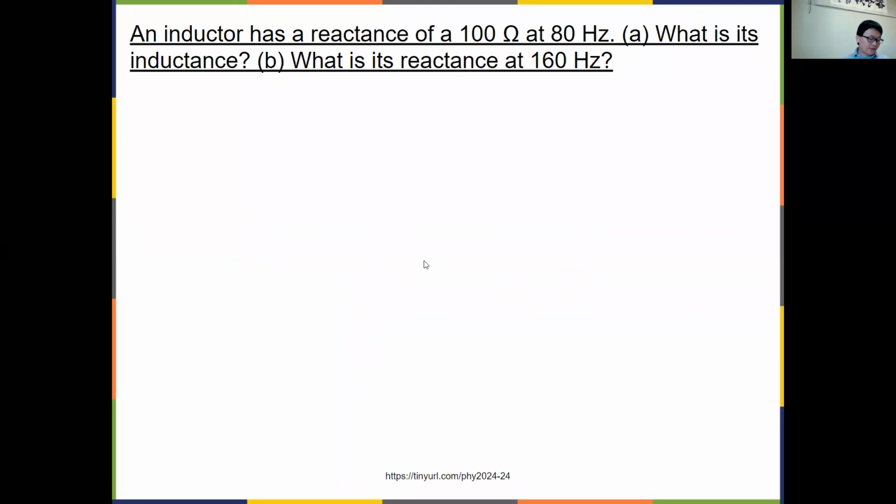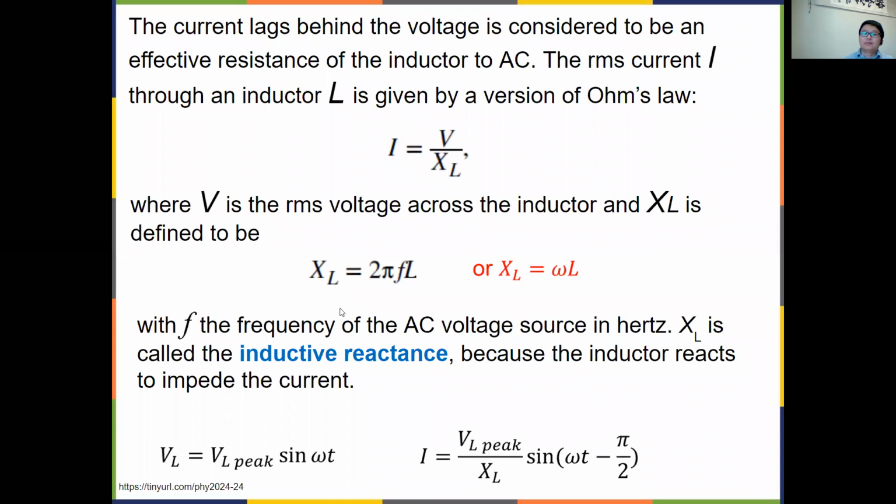Let's take a look at one example on the inductive reactance here. It says an inductor has a reactance of 100 ohms at 80 hertz. Let me just go back quickly here. The inductive reactance has a similar effect as a resistance, so it has the same SI unit as resistance, which is ohms. It's not on the slides, but you want to take a note on that: inductive reactance has SI units of ohms.